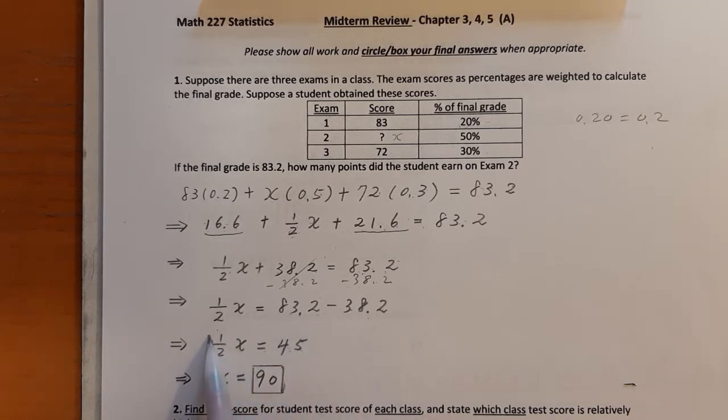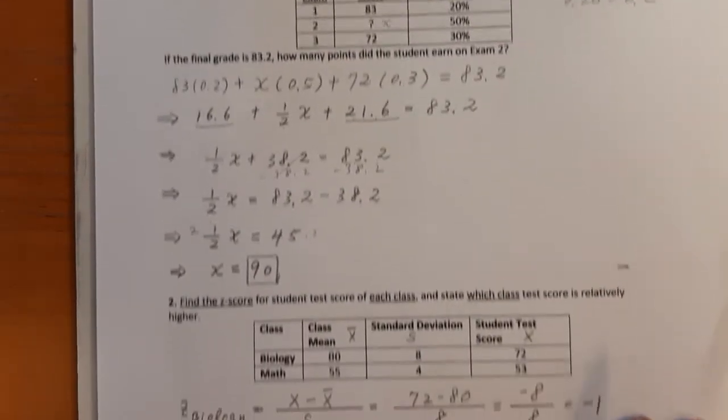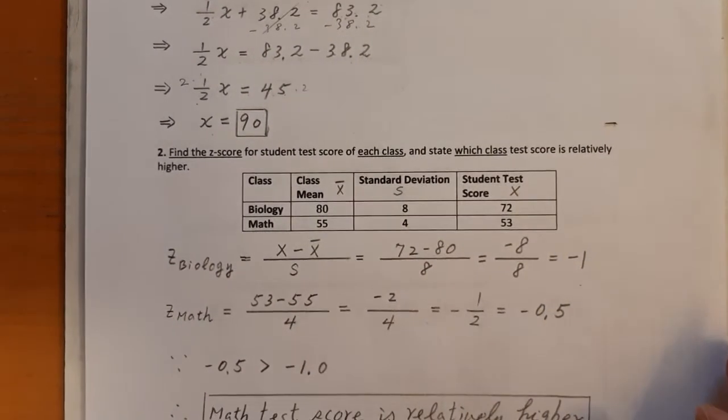Then you times 2 both sides. Times 2, 2 cancel, get X times 2 and get 90. So 90 is the score of exam 2. The second question.